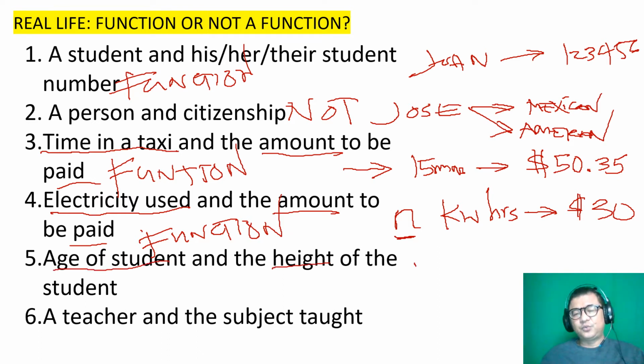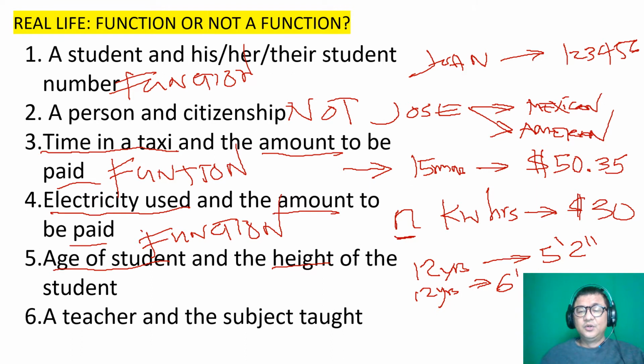Are all 12-year-old kids going to have a height of 5 feet 2 inches? No. I saw another 12-year-old kid who is 6 feet. So one single input has two outputs, not a function. Not a function.